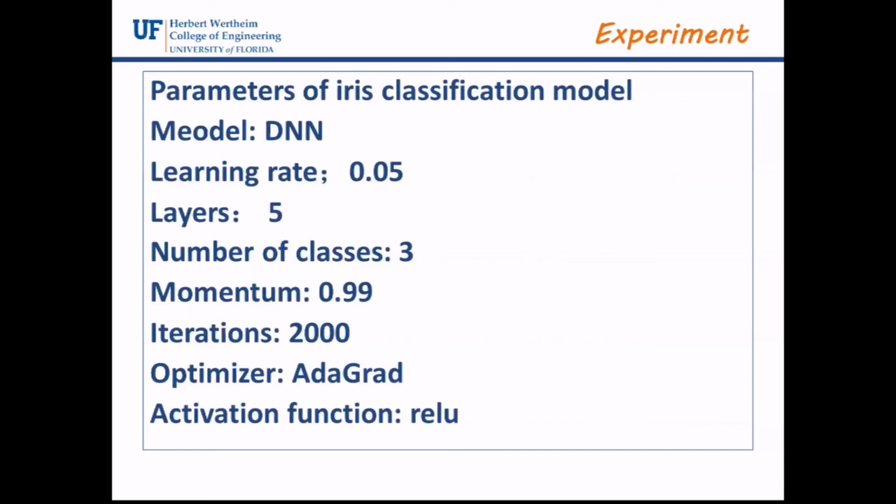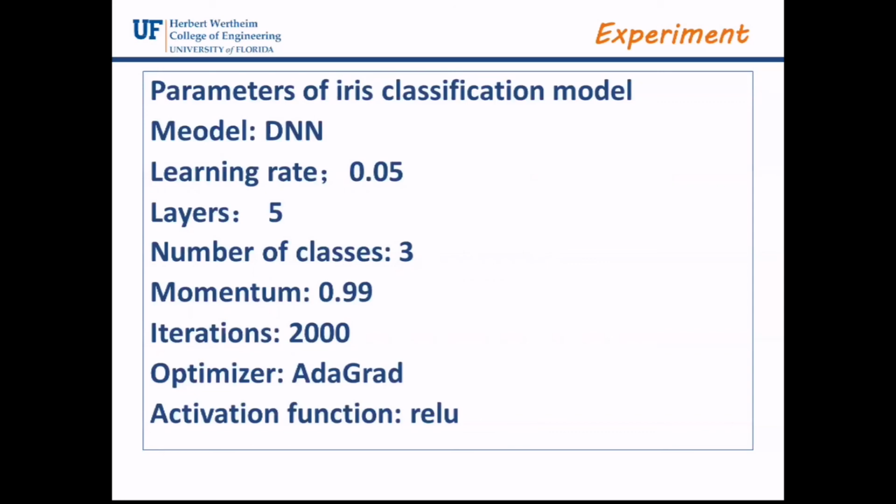I set the momentum equal to 0.99. If it's too small, maybe it converges too fast and it may jump over the global optimum. That is not an ideal solution. And I set the iterations to 2000.